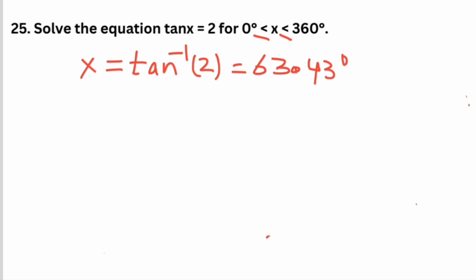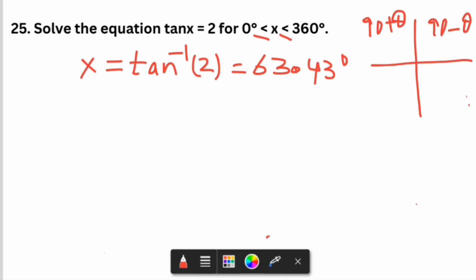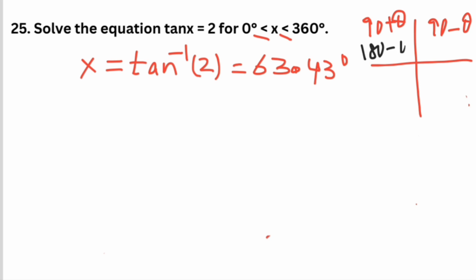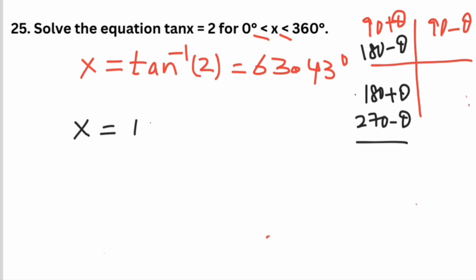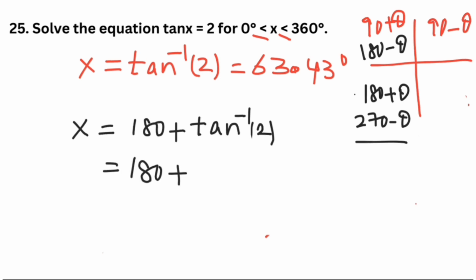Now we are going to find for the third quadrant. In the first quadrant, this is 90 minus theta. In the second quadrant, this is 90 plus theta, and then again it is 180 minus theta. In the third quadrant, that is 180 plus theta and then 270 minus theta. So we can take either 180 plus theta or 270 minus theta. In the third quadrant, we have to find x. So x equals 180 plus tan inverse of 2, which is 63.43. After adding, we are going to get 243.4. So these are the values of x.